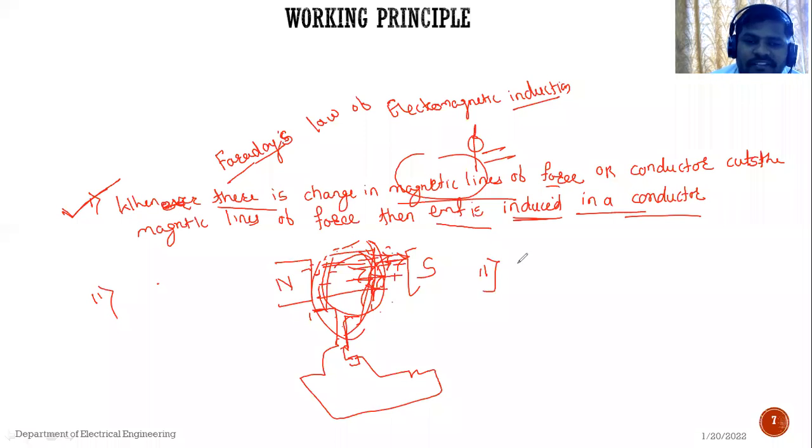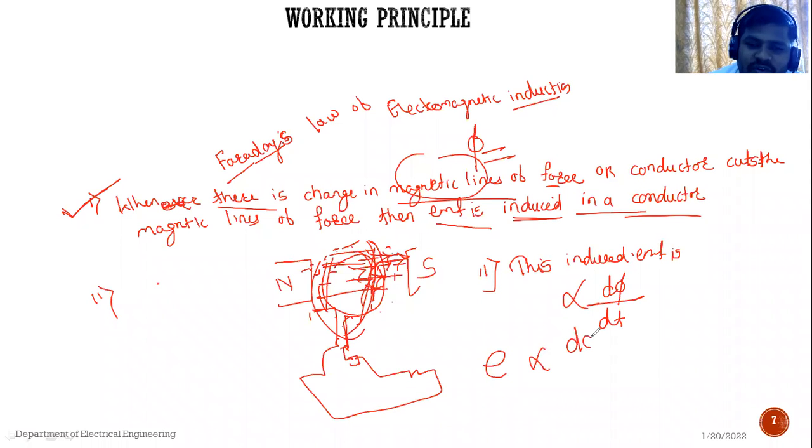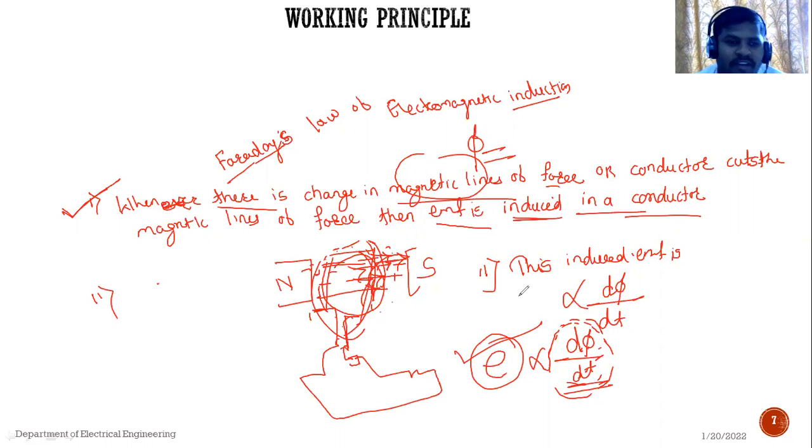Second one statement, this induced EMF is directly proportional to the rate of change of flux. So this is the second statement. That means induce होणारा EMF जो आहे तो dφ/dt ला प्रोपोर्शनल आहे. म्हणजे ज्या रेटनी फ्लक्स कट होईल किंवा ज्या रेटनी तुमचा फ्लक्स चेंज होईल, dφ/dt, change in the flux with respect to time. सो याला हा इंड्यूस्ड EMF प्रोपोर्शनल असेल. सो दिस इज द ऍक्च्युअल वर्किंग प्रिन्सिपल ऑफ डीसी जनरेटर. हे डीसी जनरेटरचं वर्किंग प्रिन्सिपल आहे.